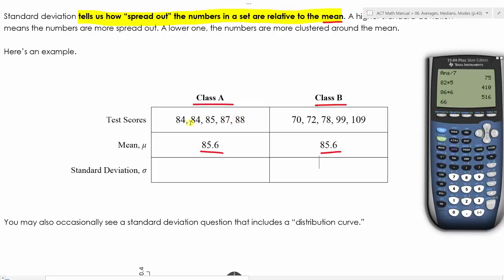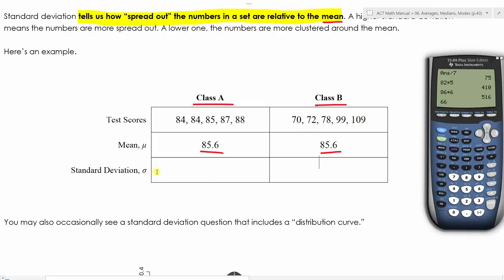So all of these people were very close to the mean, whereas in Class B, these people were all over the place. This person's about 15 points below, this person's about 13 points below, this person is over 20 points above. So these people were way spread out.